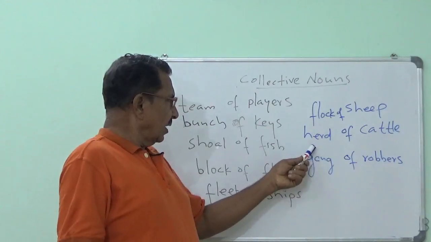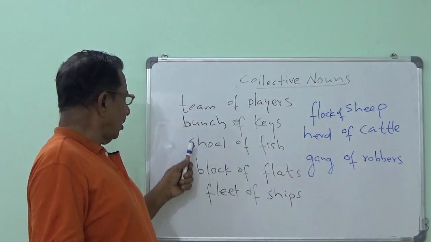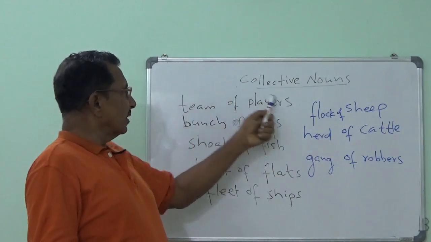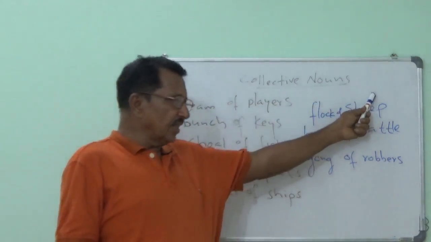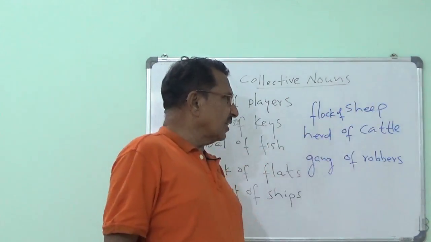So what are these? A flock, herd, gang, fleet, block, shore, bunch, team. They are collective nouns. Understand that? Isn't it? Yes.